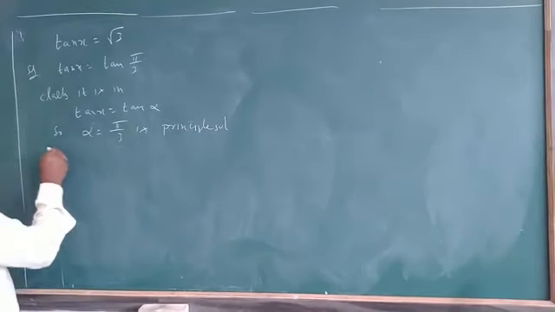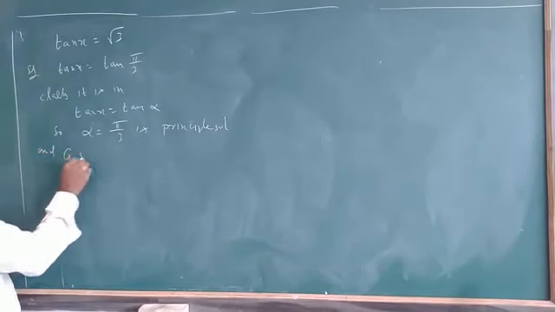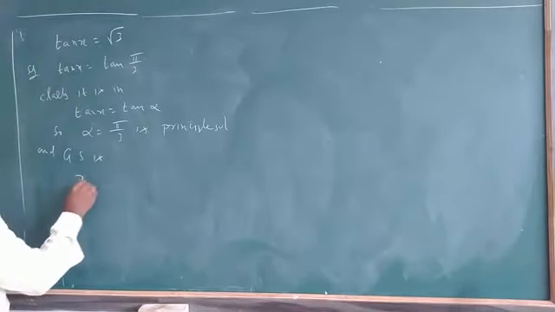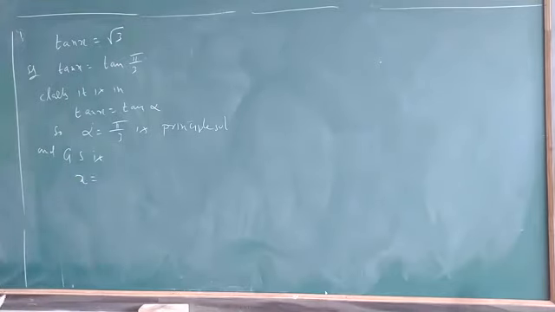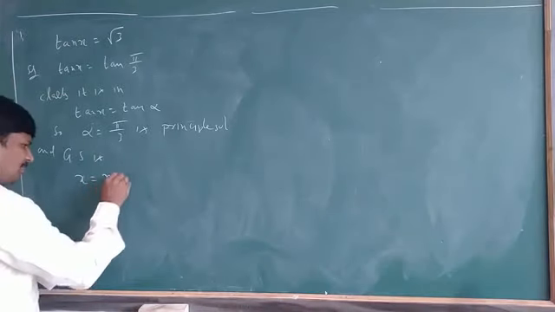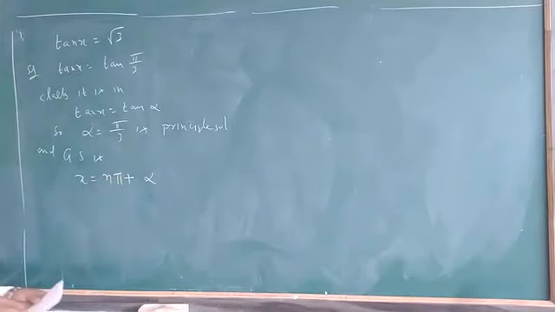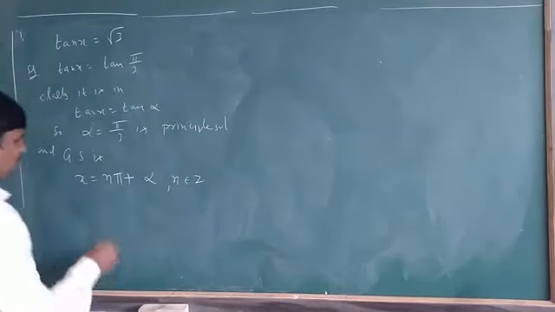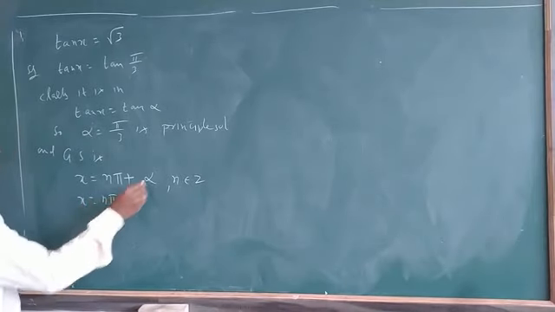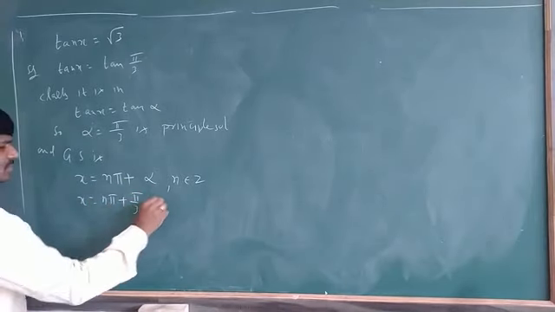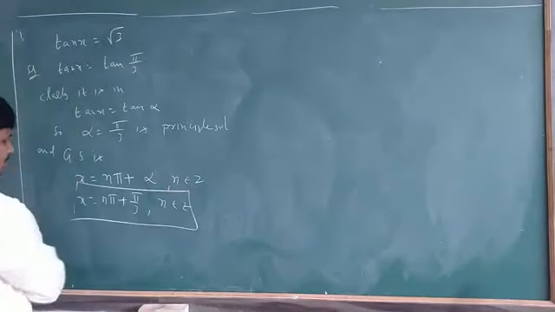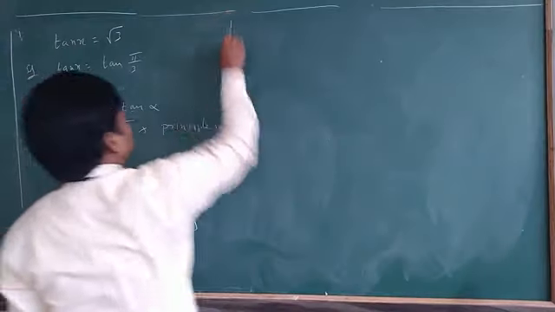And what is the general solution? For tan x is equal to tan alpha, the general solution is x is equal to n pi plus alpha. Here n belongs to Z. Here x is equal to n pi plus pi by 3, n belongs to Z. Understand? So it is the general solution. Okay. Next question.